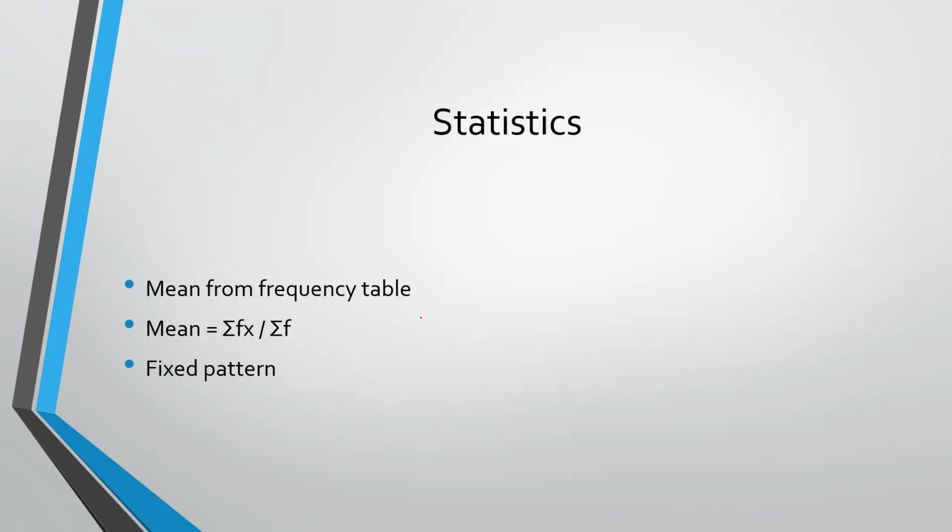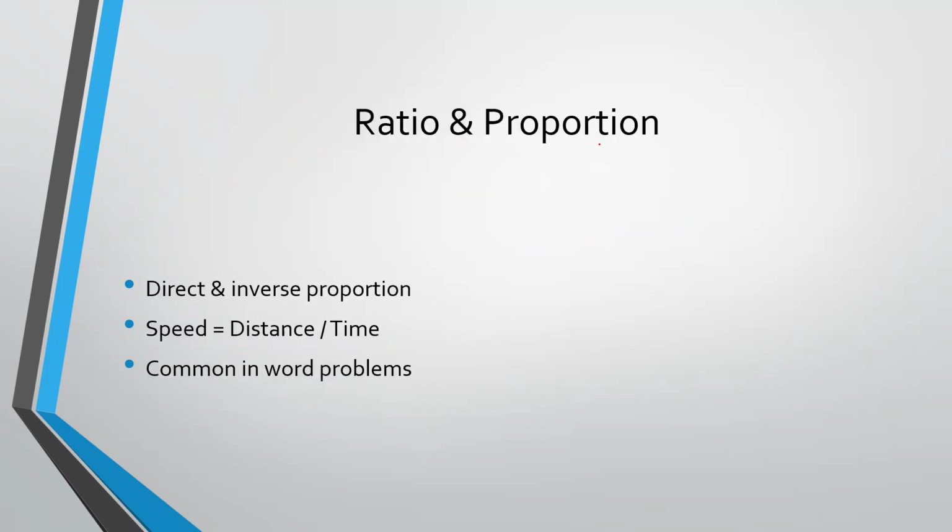Statistics is really important. You are going to learn mean, median, and mode. This is also a very important chapter where you can have command. Also, ratio and proportion is there. You have to learn about direct and indirect relation, or inverses, and the speed formula. There are some important word problems which you need to go through when you are talking about the ratio and proportion chapter.